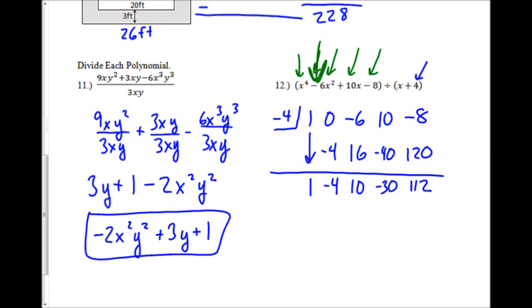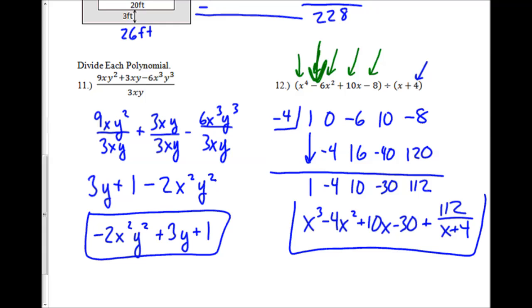And then I have to bust out my secret decoder ring. Since these are in terms of coefficients, my answer is also in terms of coefficients. And if we look, the answer here is just the coefficients. It's the 1x to the third, because remember I started with x to the fourth, so it's going to be 1 less. It's 1x to the third minus 4x squared, each term in descending order, plus 10x minus 30, with a remainder of 112. And my remainder goes over the thing I was dividing by, and that is it. Okay?